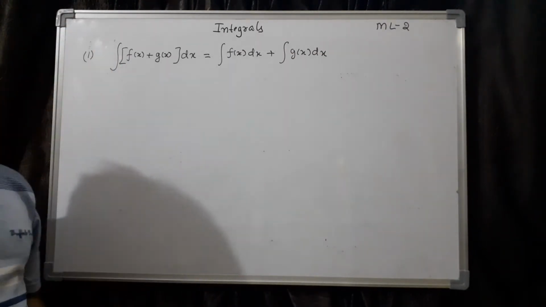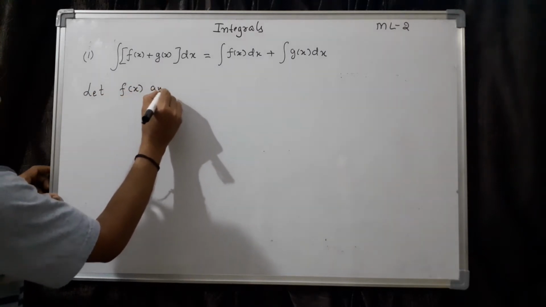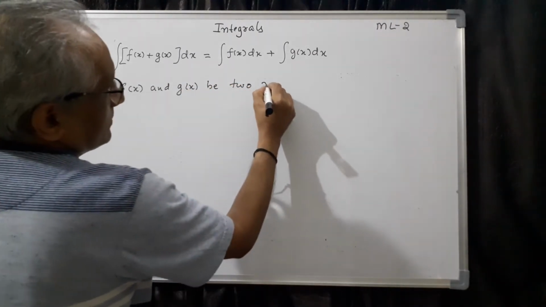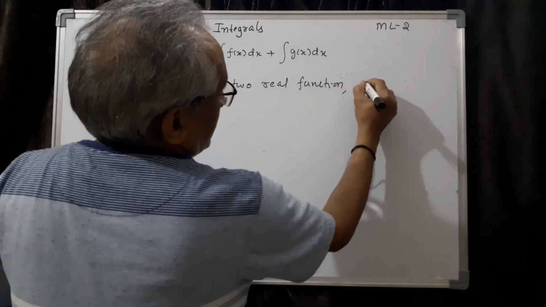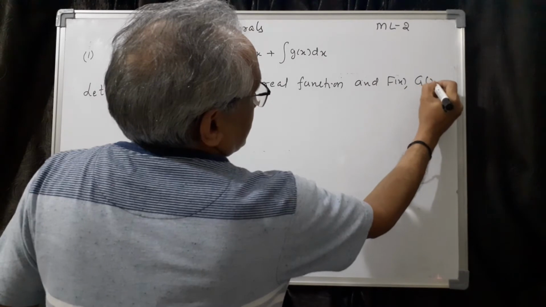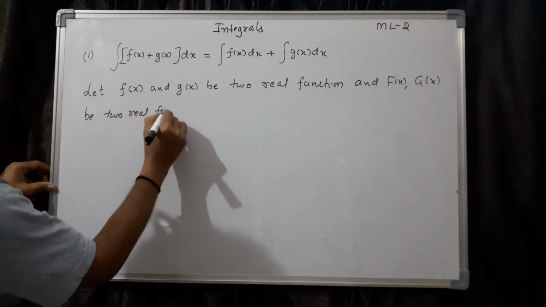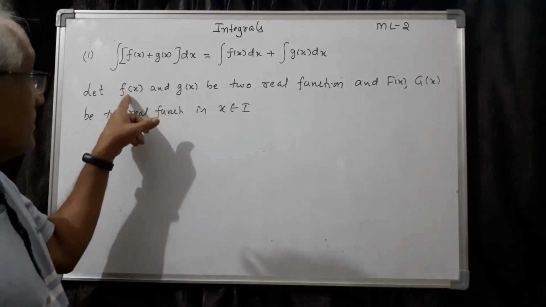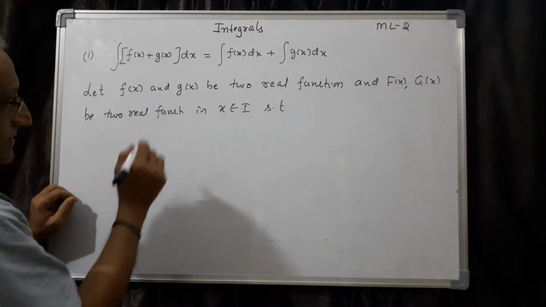Now let us go back to the definition. Let f(x) and g(x) be two real functions, and let capital F(x) and capital G(x) be their antiderivatives in x belonging to I. That means it should be a common interval for both f and g, otherwise addition is not defined. So such that this is the relation.